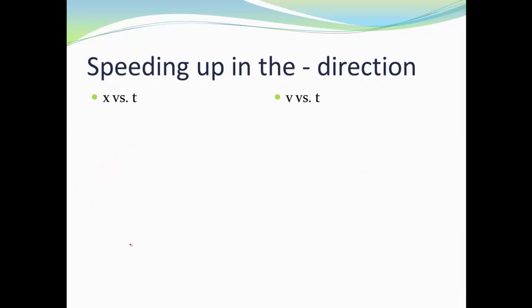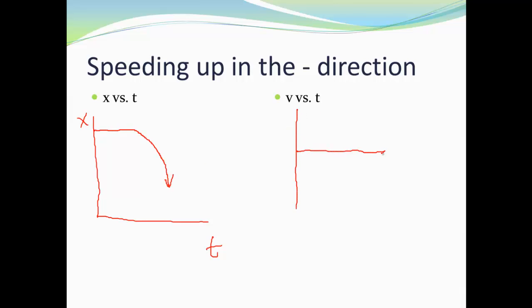Speeding up in the negative direction. So now we're going in the negative direction, so our position versus time graph will be moving down the position versus time graph and speeding up. So it starts at 0, and then the slope increases. Our velocity versus time graph will start at a velocity of 0 and increase in the negative side of the graph, so we'll get a straight line.